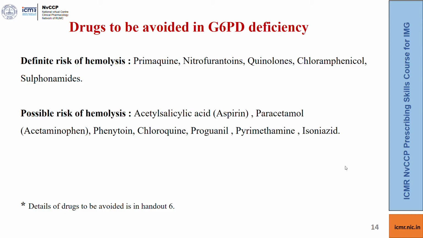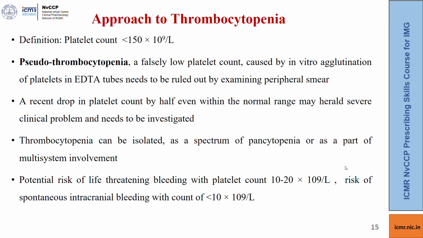It is also suggested that if a patient is diagnosed with G6PD deficiency, a list of cautionable drugs may be made available with the patient. Next, we come over to thrombocytopenia.